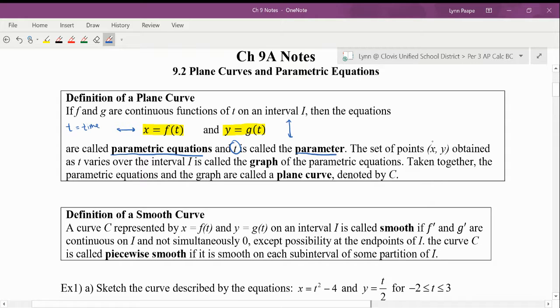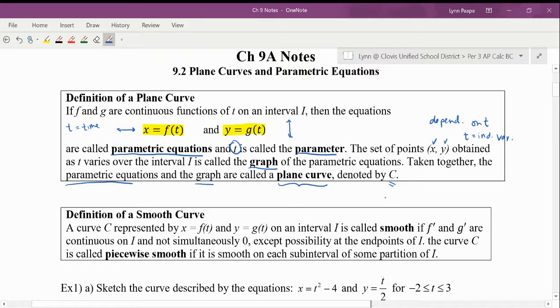And so our variables x and y are both dependent on t. So the value of x is dependent upon what t is equal to, and the value of y is also dependent upon what t is equal to. And so t is what we would call our independent variable. Okay. So as t varies over the interval I, it is called the graph of our parametric equation. And then taken together, our parametric equations and the graph, both of those pieces, that is called our plane curve, and we would denote that by using C.